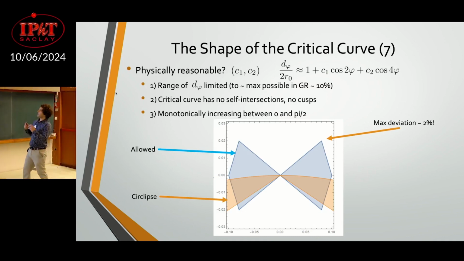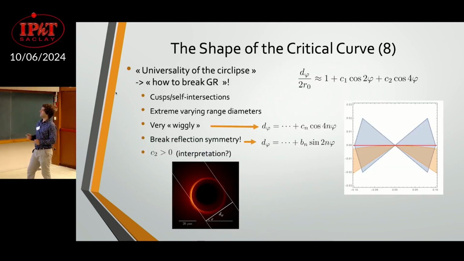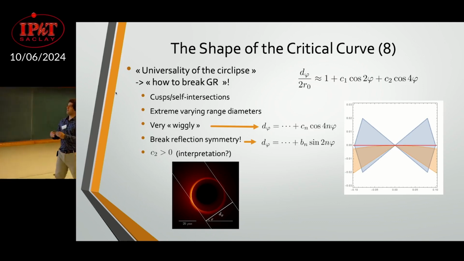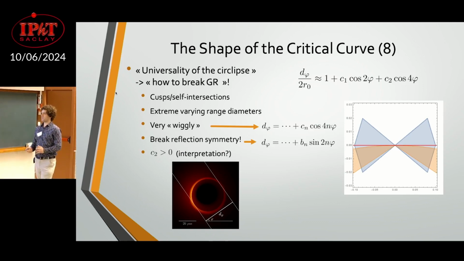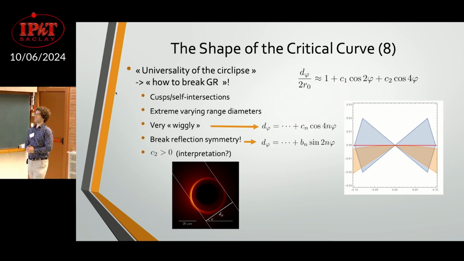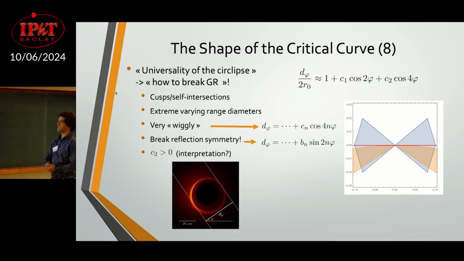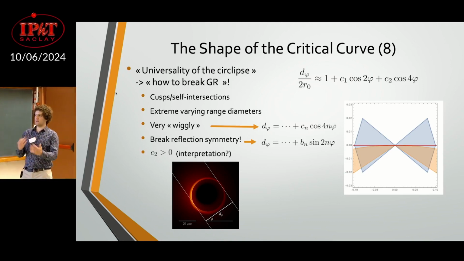Okay, so what I want to get out of this, and if this was maybe a little bit too technical, is a recipe for how to break GR, right? From the perspective of this shape of the photon ring or the critical curve. How do we break GR? How do we go beyond the circlips parameterization? How do we get a shape that looks definitely different from GR? Well, we need to have one of these things. We need to have either something with self-intersections, right? That's obvious, some kind of a cusp. We need to have an extreme range of diameters, meaning like a big ellipticity.